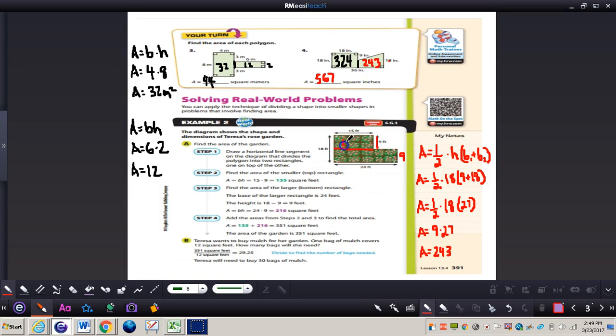Then you add the 135 plus 216. That's going to give us 351 square feet. That's the area of the garden, 351 square feet. Now, Teresa wants to buy mulch for her garden. One bag of mulch covers 12 square feet. How many bags will she need? So we take the total square feet, 351, and divide it by 12. You can see it gives us 29 and 25 hundredths. Teresa will need to buy a total of 30 bags, because last time I checked, you cannot buy 29 and 25 hundredths of a bag. So a total of 30 bags of mulch is what she would need.